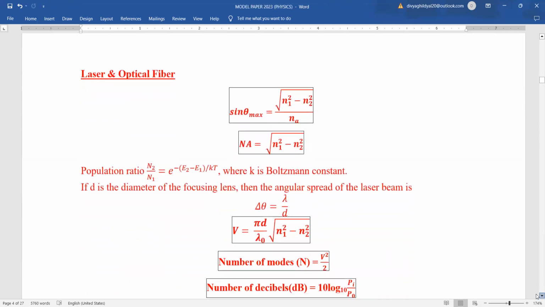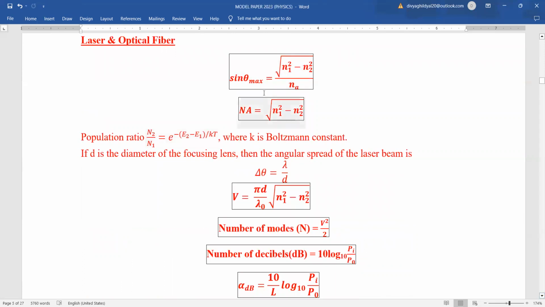Laser and optical fiber: maximum angle sin theta is equal to under root n1 square minus n2 square upon NA, where n1 and n2 are refractive index of core and cladding respectively. Refractive index of core is always greater than that of cladding. Numerical aperture is equal to under root n1 square minus n2 square. Numericals can be expected from this formula.